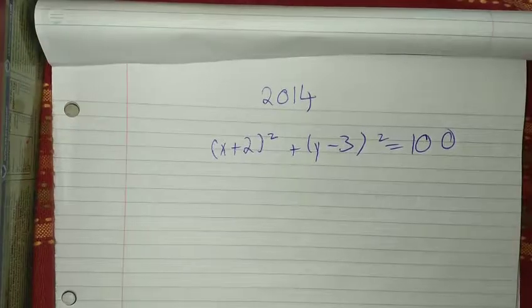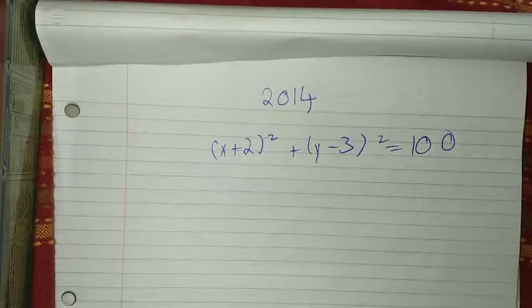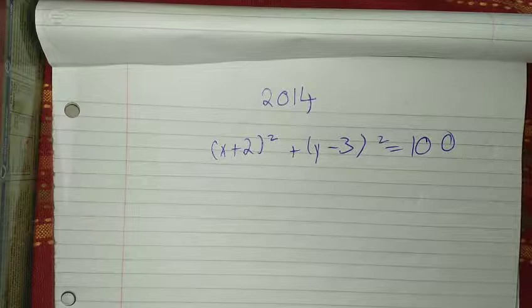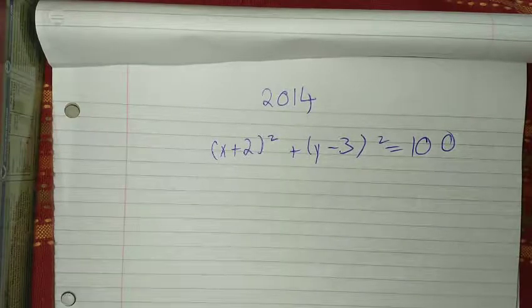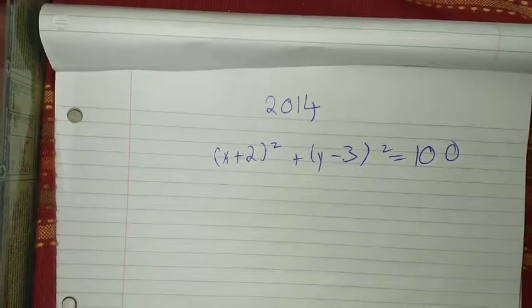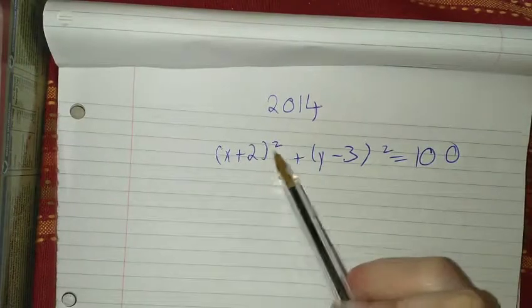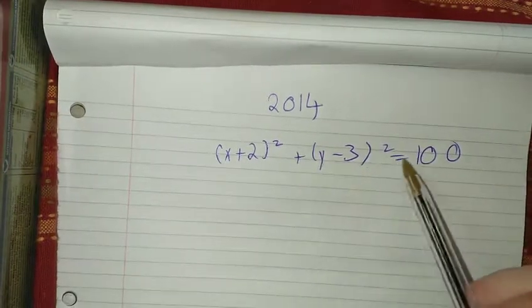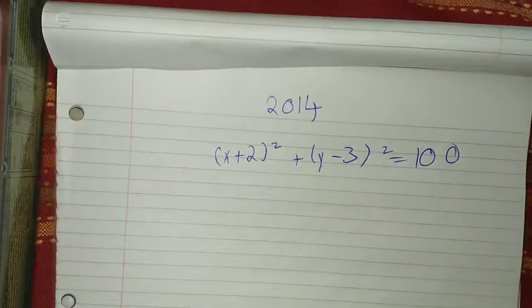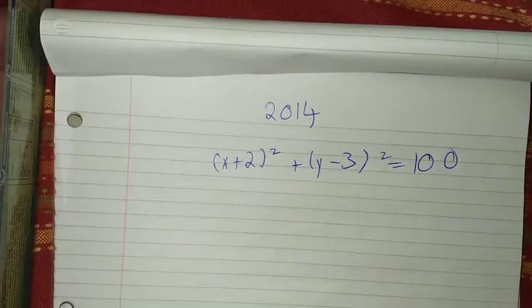So here you have the 2014 Leaving Cert Ordinary Level, question 3, and this is a question on coordinate geometry of the circle. We're told the circle C has an equation of (x + 2)² + (y − 3)² = 100. Write down the coordinates of A, the centre of the circle.